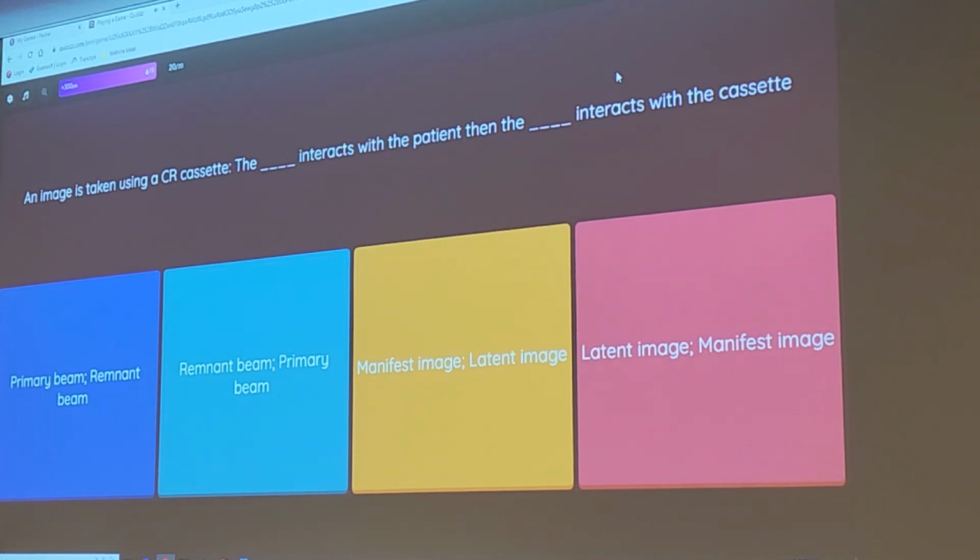Yes. So the primary beam interacts with the patient. That's coming from the tube, hitting the patient, and then whatever matter interactions go on in there, and then the remnant beam comes out and hits the IR.